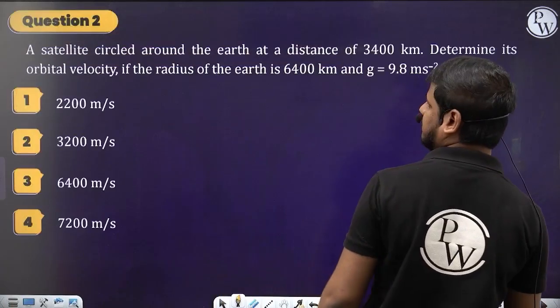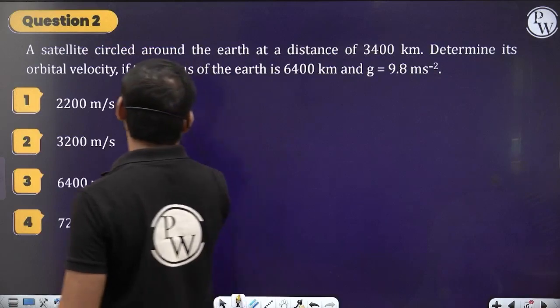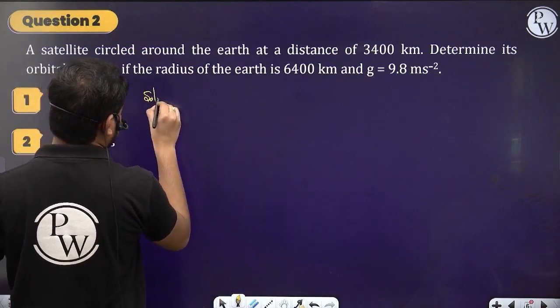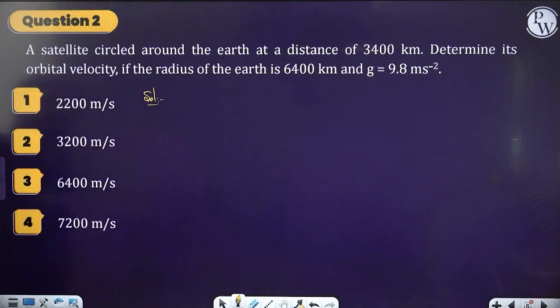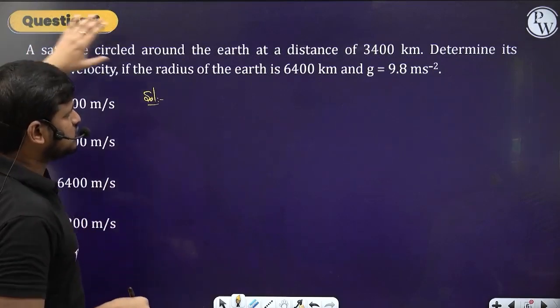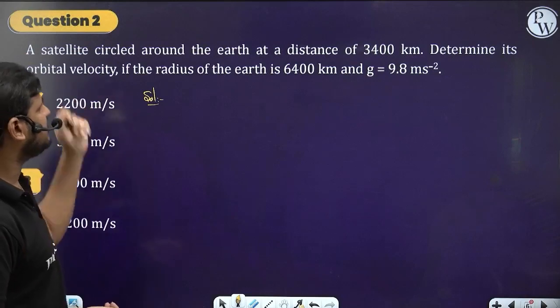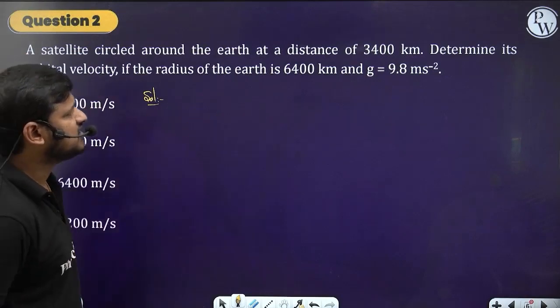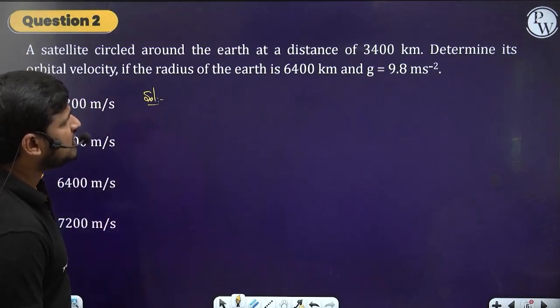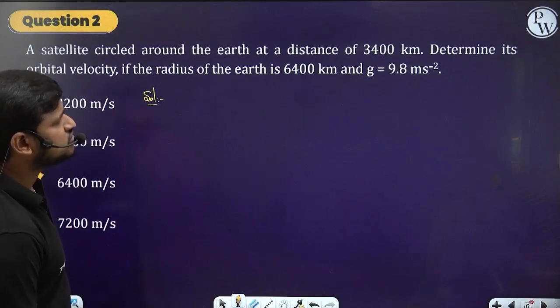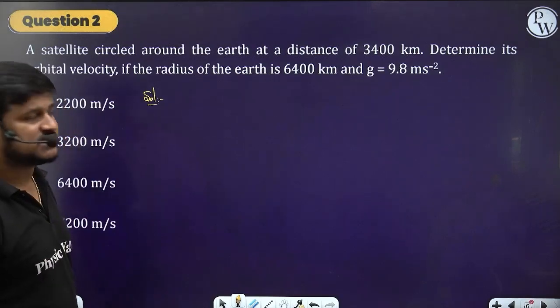Let's see. Try this question on your own. I just stand aside. A satellite circles around the earth at a distance of 3400 kilometers. So determine its orbital velocity if the radius of the earth is 6400 kilometers, and the small g value is 9.8 meter per second square.